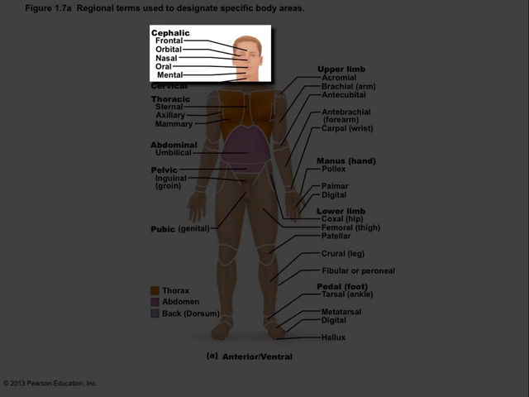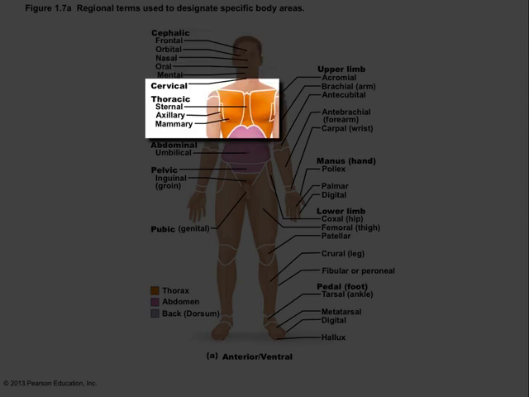Orbital, that's the eye socket. Nasal, of course, is the nose. Oral is the mouth. Mental might be a little confusing for you. Mental is actually the anatomical term that describes the chin. Cervical means neck. In the chest area, which is orange in this picture, we see sternal right over the breastbone, axillary, which is an odd word which means underarms, and mammary, which means the chest area, the middle part of the chest, whether you're looking at males or females.